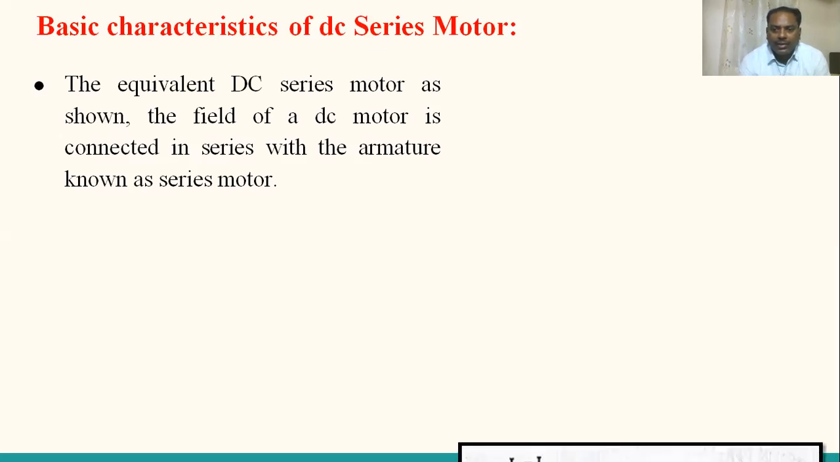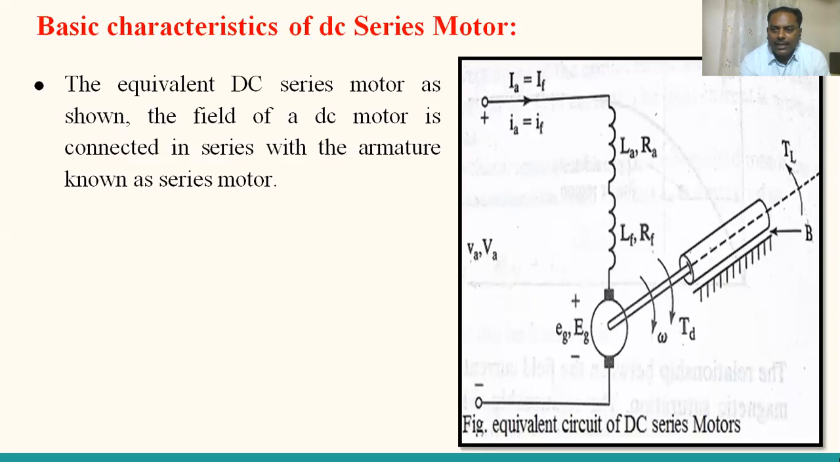Now the equivalent circuit of the series motor, simply see here. This one is the armature circuit, the armature winding. This one is the field winding. The armature winding and field winding are connected in series. That is the reason this is known as a series motor. Here IA and IF are both equal, and this can be excited at a voltage VA.